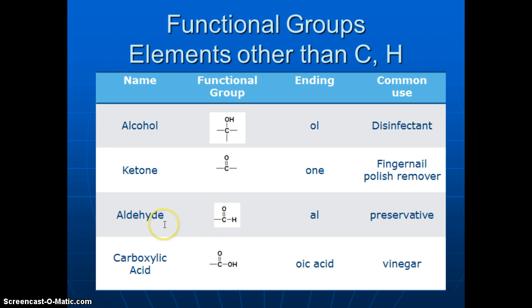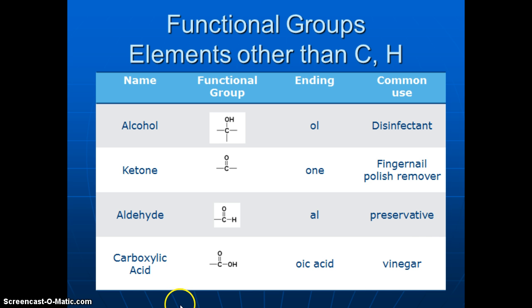Aldehydes. What's special about them? They also have a C double bonded to an O, a carbonyl group, but it has to be at the very last carbon or the very first carbon, which is also the last carbon, depending on how you look at the molecule. So if there's a C double bonded to an O at the end of a molecule, unlike a ketone where it has the C double bond in the middle of the molecule, if it's at the end, we call that an aldehyde, and the ending that we give it is AL for aldehyde. And a lot of aldehydes are preservatives.